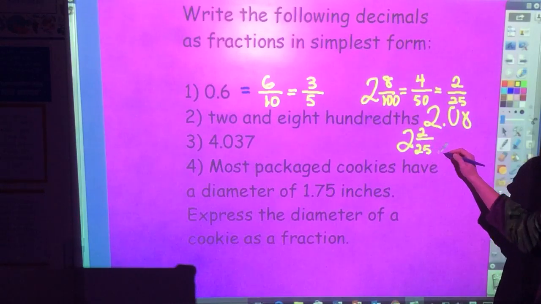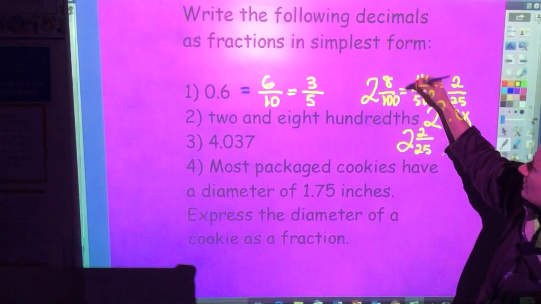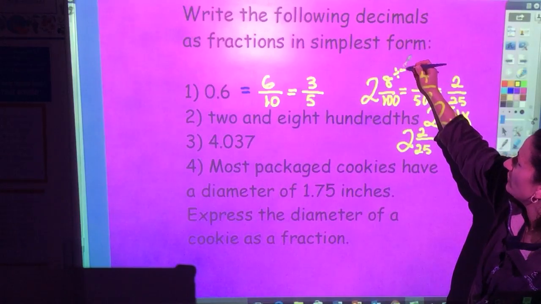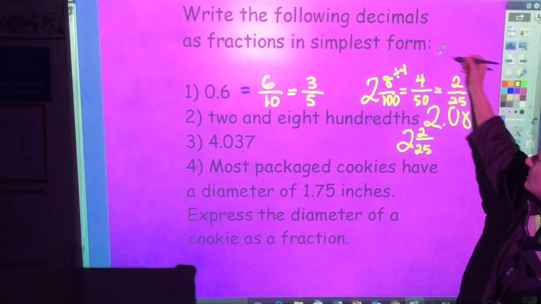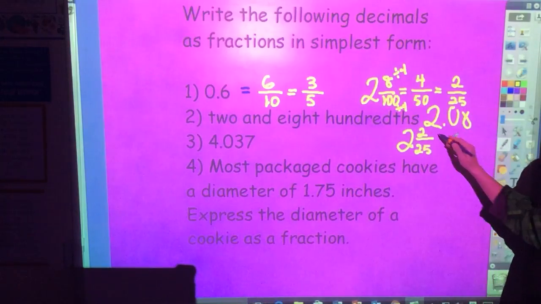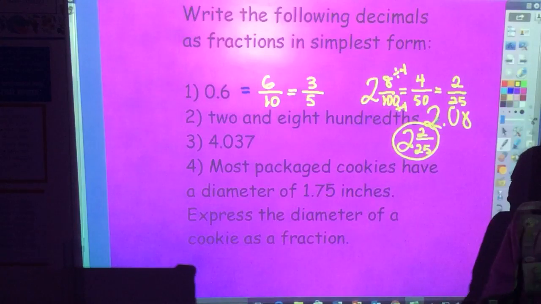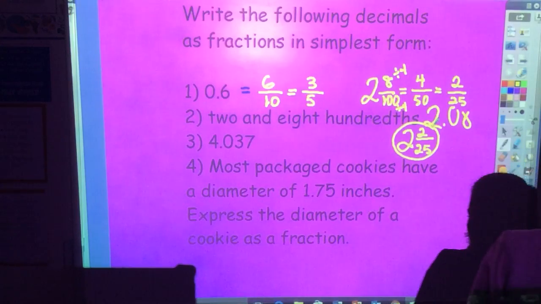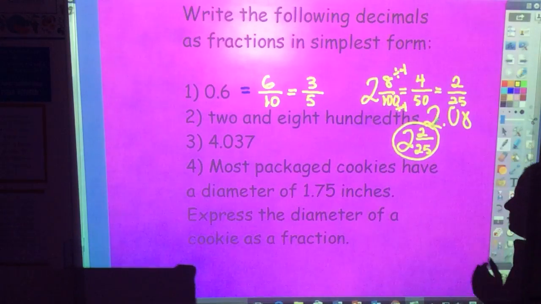Now what I could have done right here is right away divided by 4. 8 divided by 4 is 2. 100 divided by 4 is 25. So your final answer, sometimes it takes a few times of reducing before getting to the final answer.